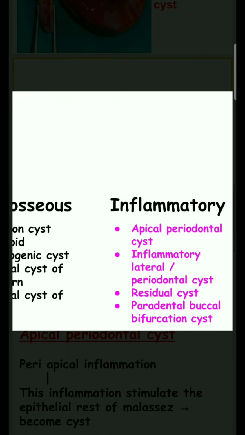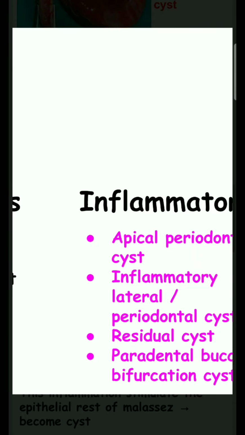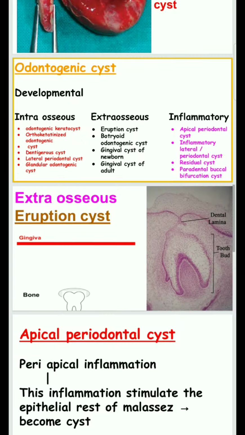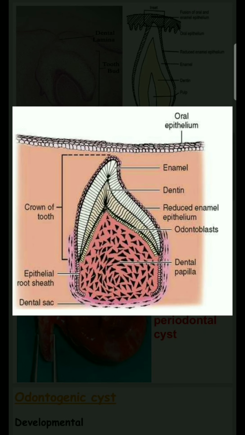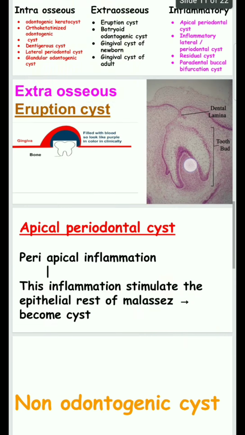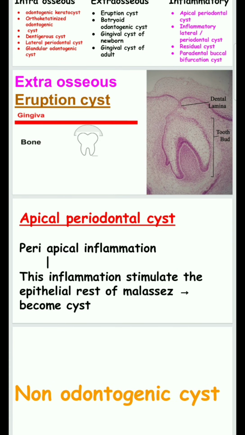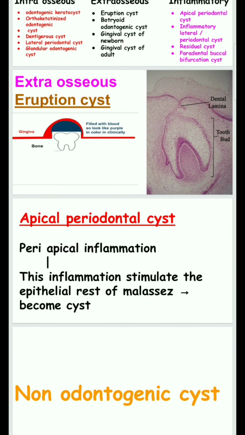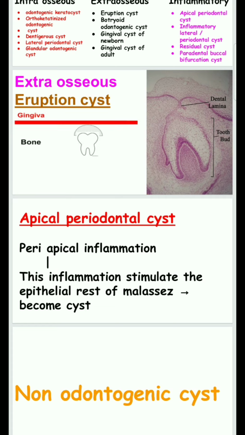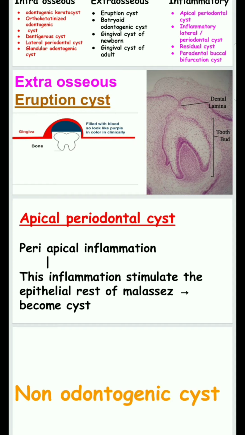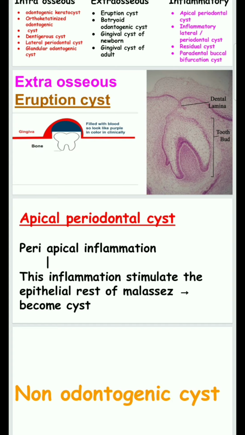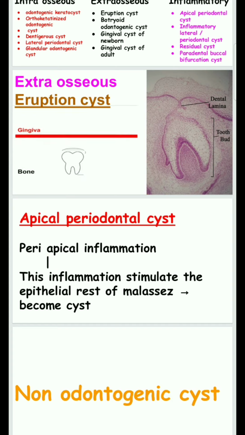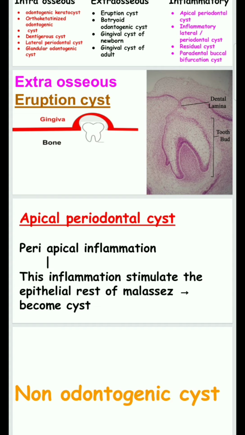In the inflammatory type, for example, the apical periodontal cyst. The apical periodontal cyst is formed from the Hertwig epithelial root sheath remnants, that is the epithelial rests of Malassez. For example, a tooth having caries leads to periapical inflammation; bacteria produce toxins, and the toxins can stimulate the epithelial rests of Malassez, the remnants of the Hertwig epithelial root sheath, which leads to the formation of a cyst called the apical periodontal cyst.